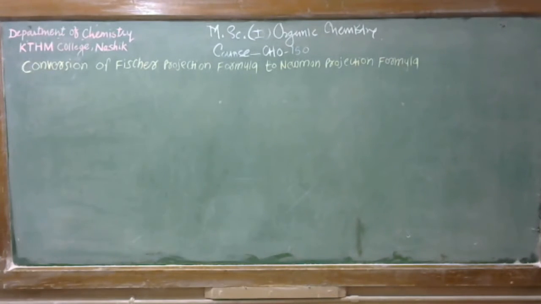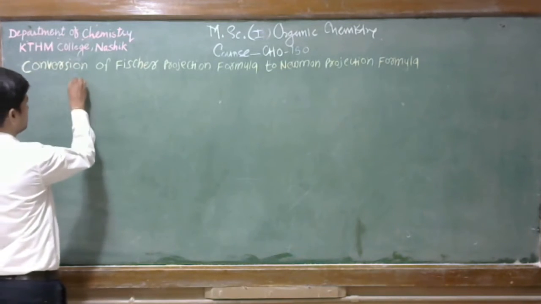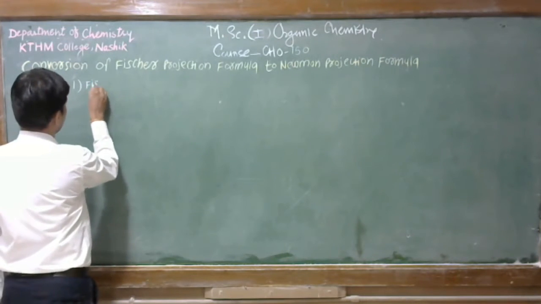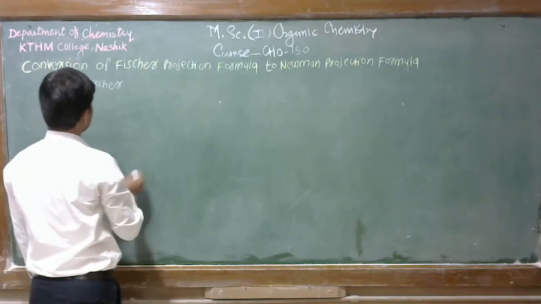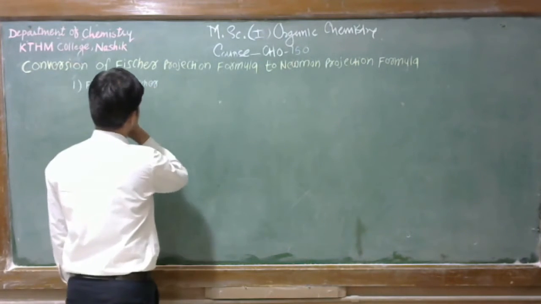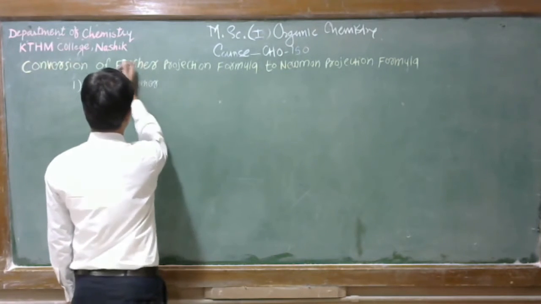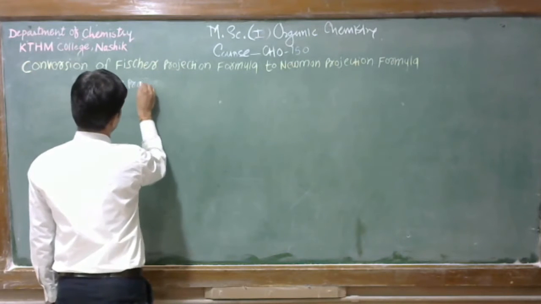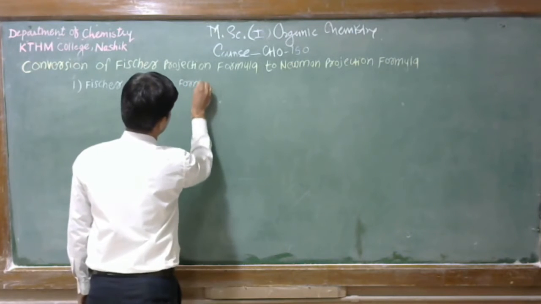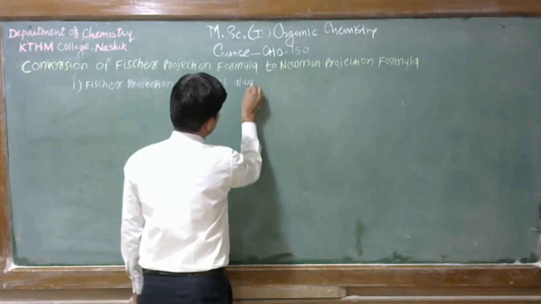During the conversion of Fischer projection formula to the Newman projection formula, we have to remember two things. The first thing is Fischer projection formula is always in eclipsed form. This is very important information to solve this type of question. Fischer projection formula is always in eclipsed form.